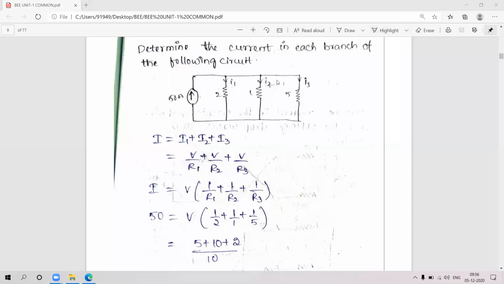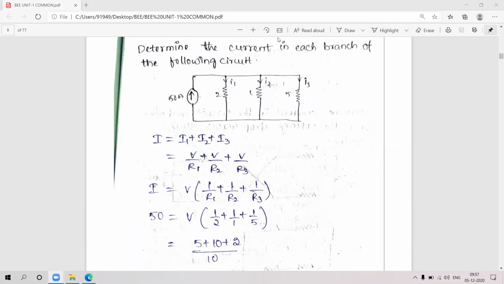Okay. See here, because this is a common node in the problem, you can see that it is a common node. So that's why 50 amps is there, no? That 50 amps is going to divide into three paths. One path is through 2 ohms, another one is through 1 ohm, and 5 ohms.